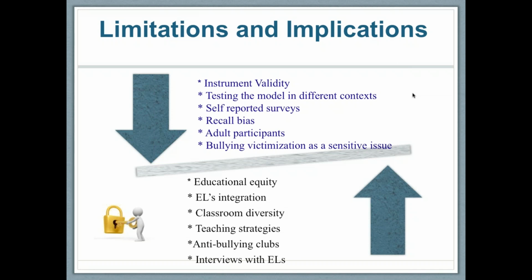Another limitation would be self-reported surveys, because in self-report surveys, usually adults are hesitant in giving honest responses, especially in bullying cases. Some of those participants were working at some institutions. They were afraid that their boss might see the answers to the survey, and they were self-cautious. Also, some of the questions were asking them to recall bullying memories. Again, when an instrument asks about remembering things from the past, there's always recall bias. And again, bullying victimization is a sensitive issue, and it should be handled carefully.